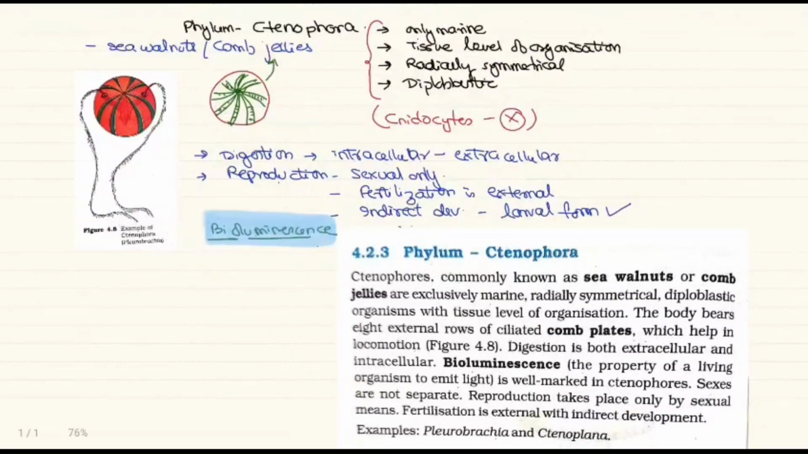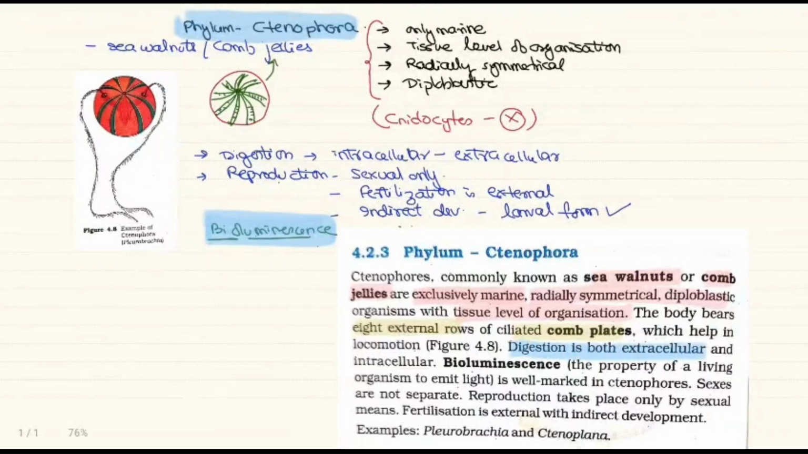So let's revise the topic quickly. Phylum Ctenophora. I thought that you can also refer the textbook. Phylum Ctenophora, commonly called as sea walnuts or comb jellies. These are exclusively marine, seen only in the seawater. Just like the coelenterates, these are radially symmetrical, diploblastic with tissue level of organization. By the name Ctenophora, they have these comb plates. These are 8 external rows of ciliated plates which actually help in the swimming process.